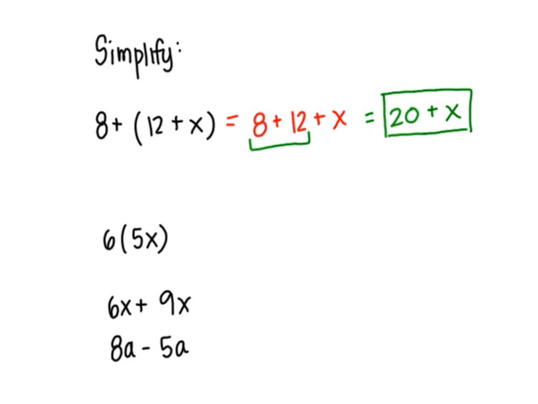Looking at your next one, since there is not a sign there, it's understood to be times. So 6 times 5x would be 30 with an x. And that's your answer.